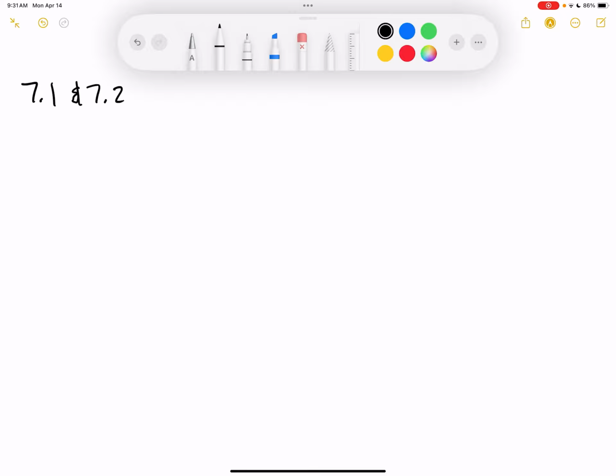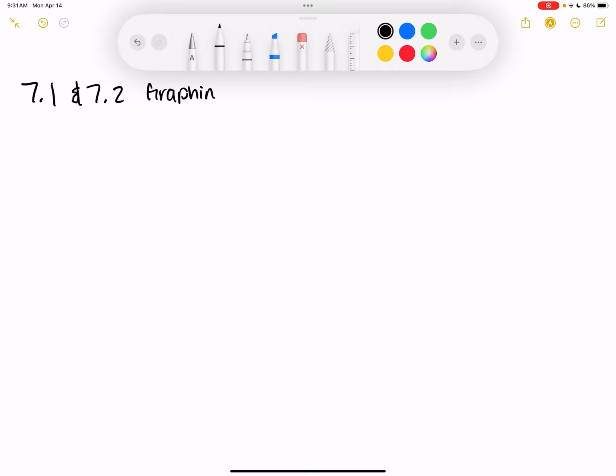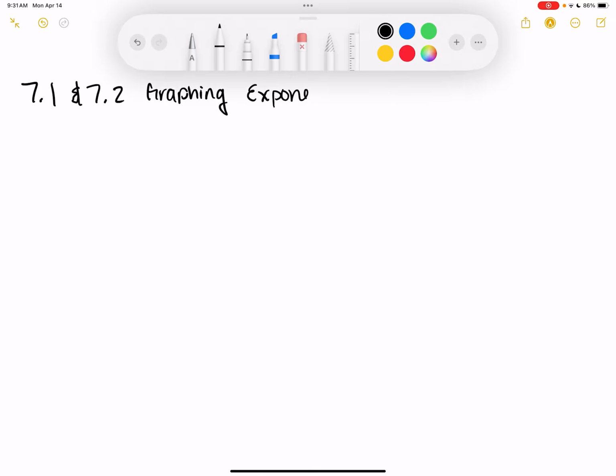So 7.1 and 7.2, graphing exponential growth and decay functions.